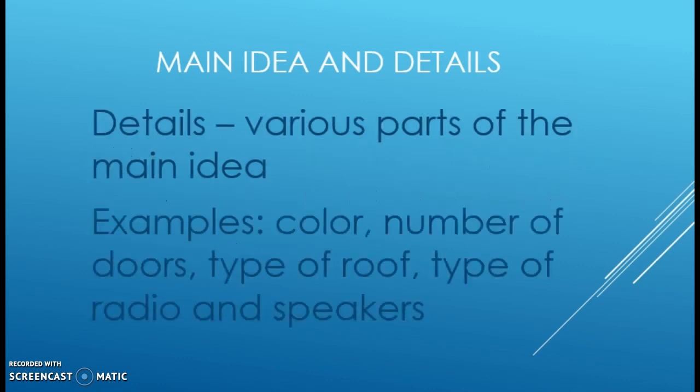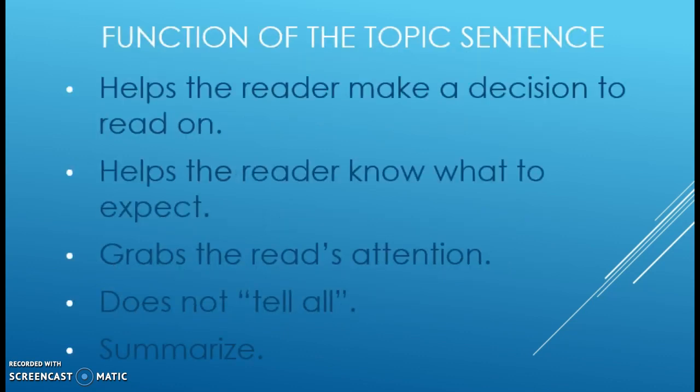Then our details are going to be our various parts of the main idea. If we were writing about a car, we could write about color, number of doors it has, type of roof it has, type of radio and speakers it has, the kind of car it is. There's lots of things that we could give for details about a car. So you're going to want to make sure that you have that main idea, and then you can build off on those details about the car in this example.